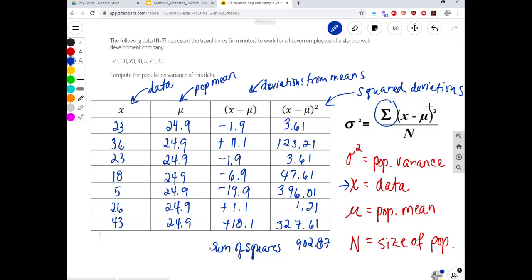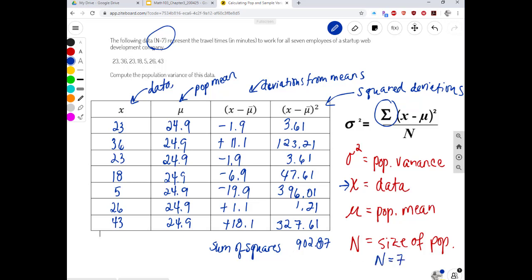So what have I done? I have taken my data point and I've subtracted the mean. That is all of this. Then I squared that. That is all of this. Then I added them all up. That is this number here. Now I have to divide by the population size. And I know from up here that my population size is 7.